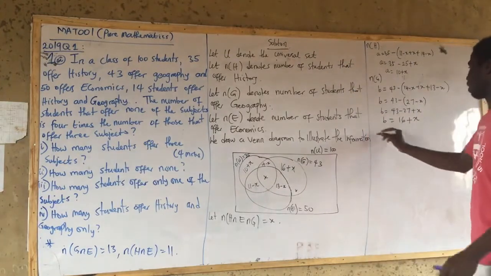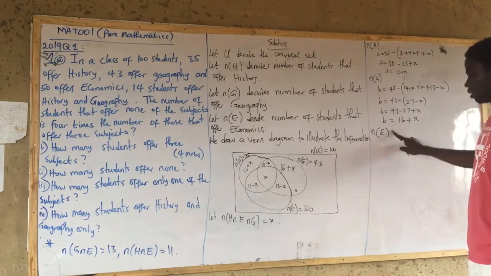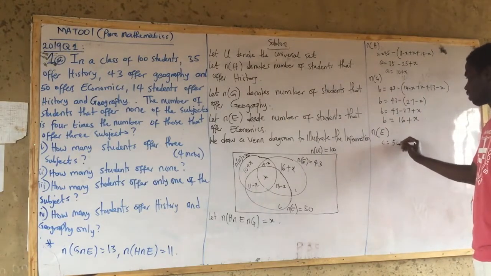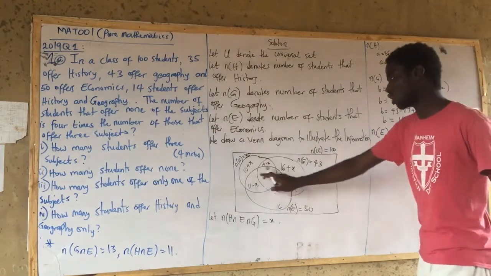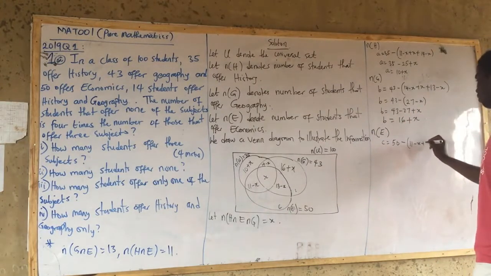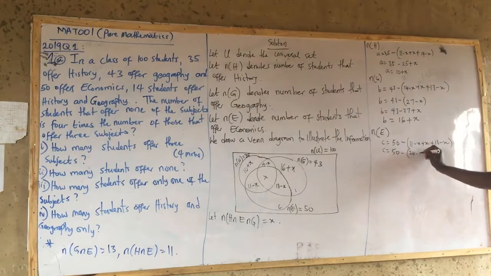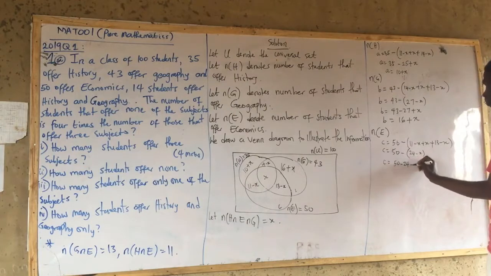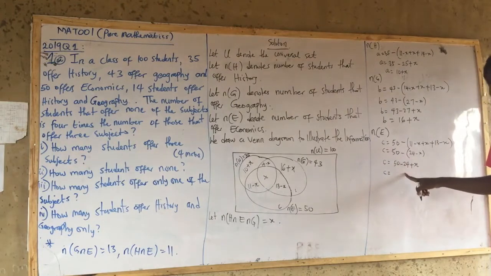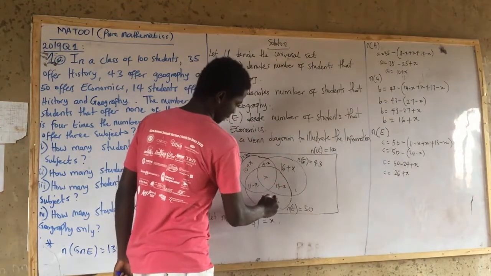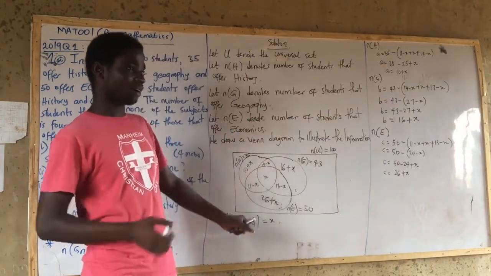And lastly, n of E. If I call this one c, c will be equal to 50. Same thing that I've been doing, I'm still doing 50 minus all these ones. 11 minus x plus 13 minus x. So c will be equal to 50 minus, 11 plus 13 will give me 24. I have 24 minus x. So c will be equal to 50 minus 24 plus x. 50 minus 24 will give me 26 plus x. So this one will be 26 plus x.